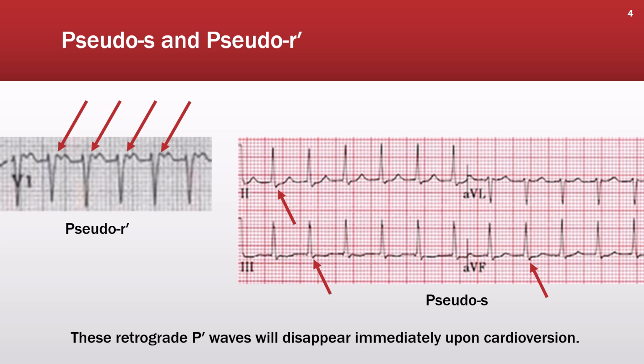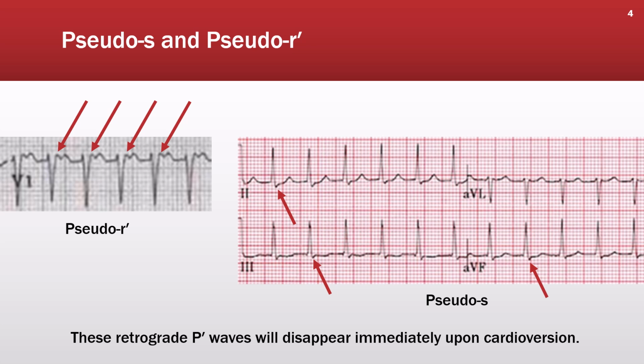Sometimes you may read about these retrograde P prime waves appearing at the onset of the QRS, looking like tiny Q waves. Now, I must say that in almost 40 years of practice, I have never seen one. I asked a couple of cardiology groups I was familiar with if any of them had ever seen a pseudo Q wave during an AVNRT. None could remember ever having seen one.